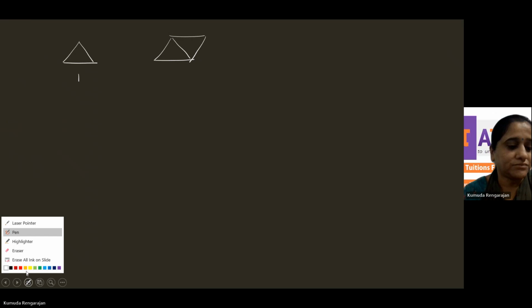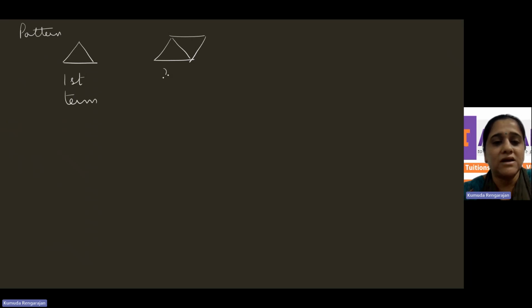The other case you saw in the last class is this. How many sticks? 3. Here there's 1 triangle. Here there are 2 triangles, right? But how many sticks? This is a pattern. This is the first term of the pattern. This is the second term of the pattern.